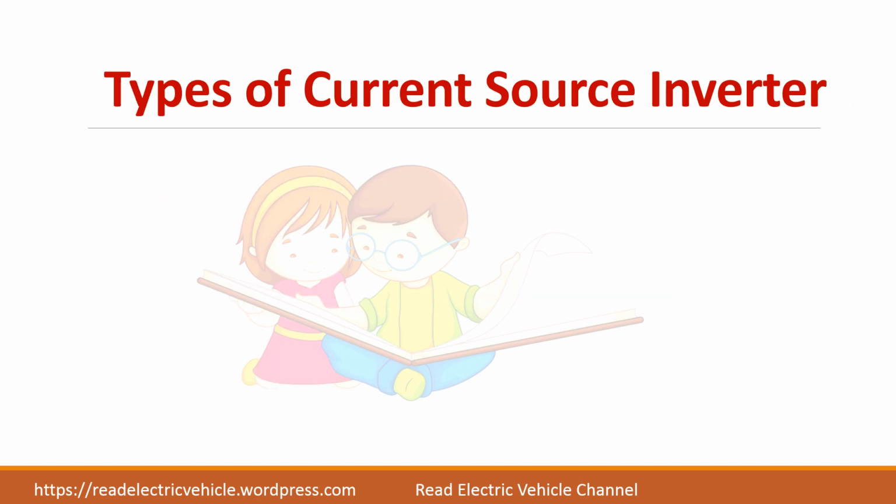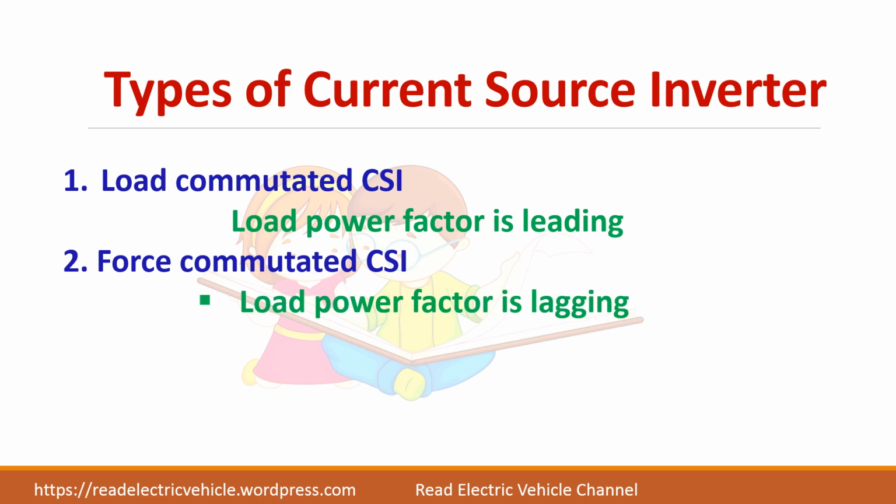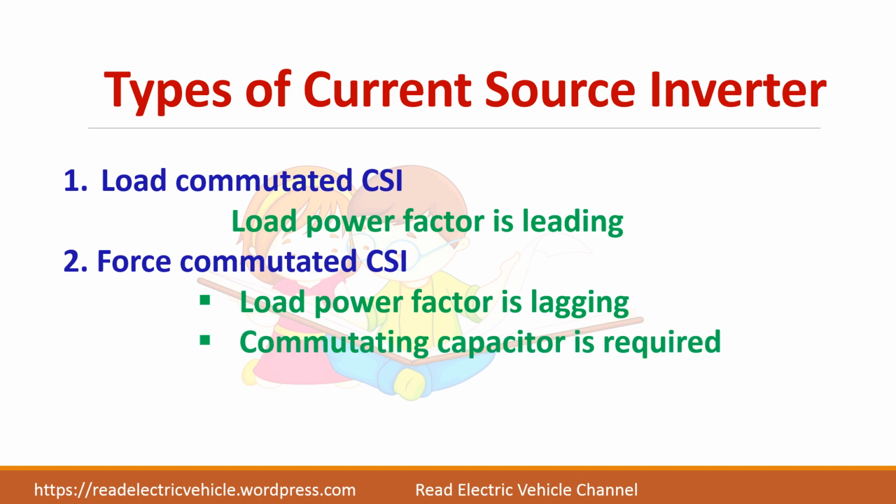There are different types of current source inverter. One is load commutated current source inverter, which we will see in this video. And the next one is forced commutated current source inverter. As the name suggests, load commutated CSI means due to the nature of the load, the thyristors get commutated in a current source inverter. We call that a load commutated current source inverter. In forced commutated current source inverter, we have to use some external capacitors to turn off the thyristor.